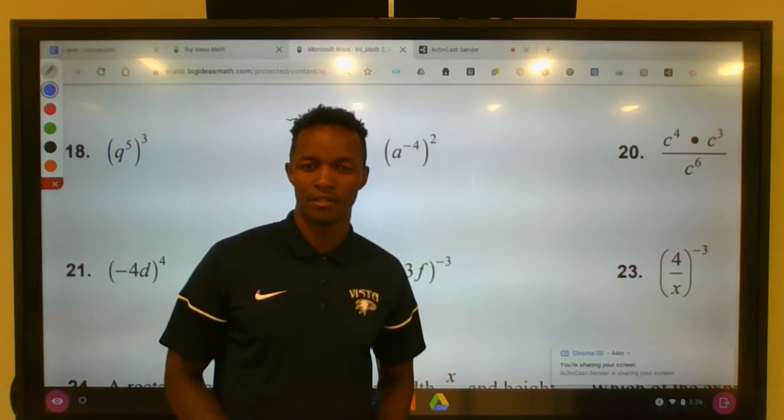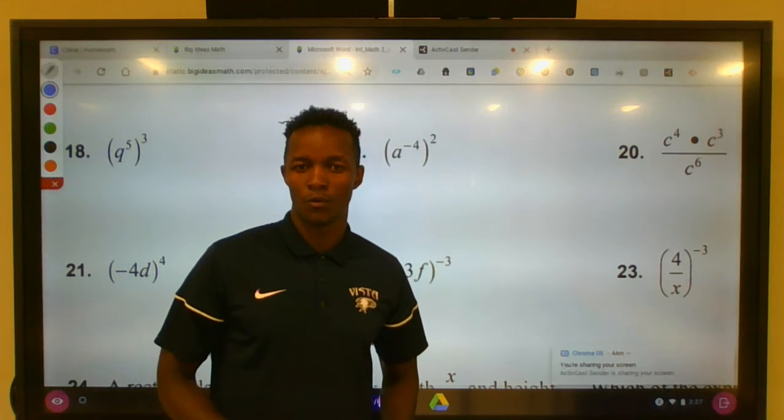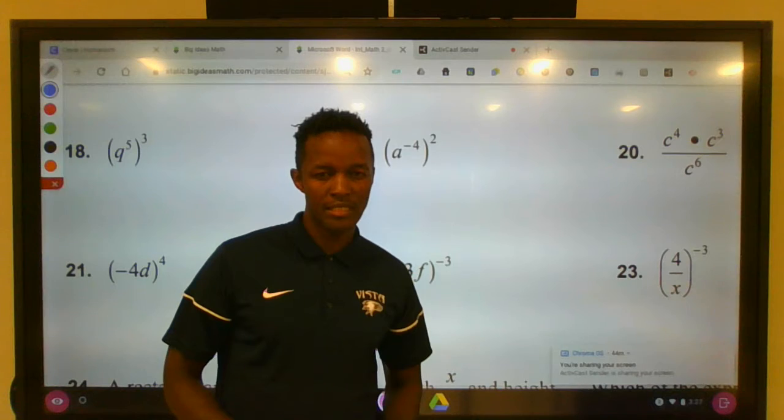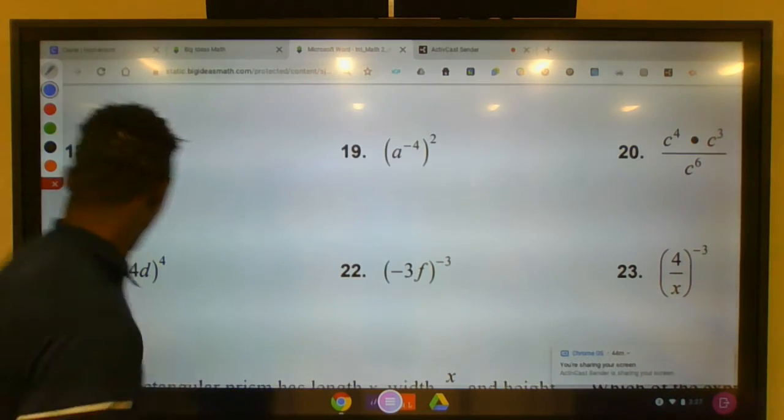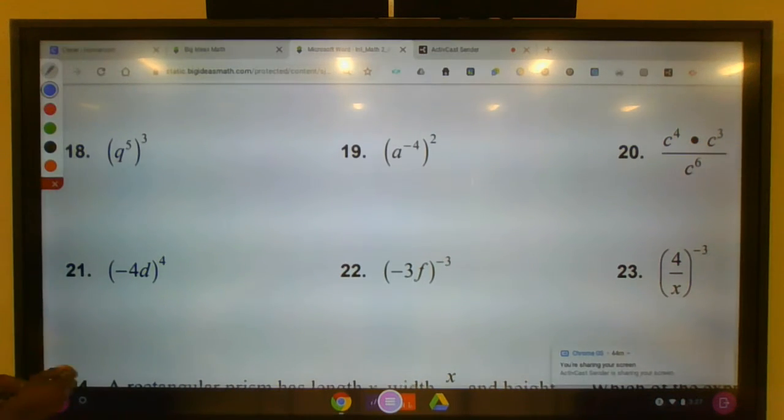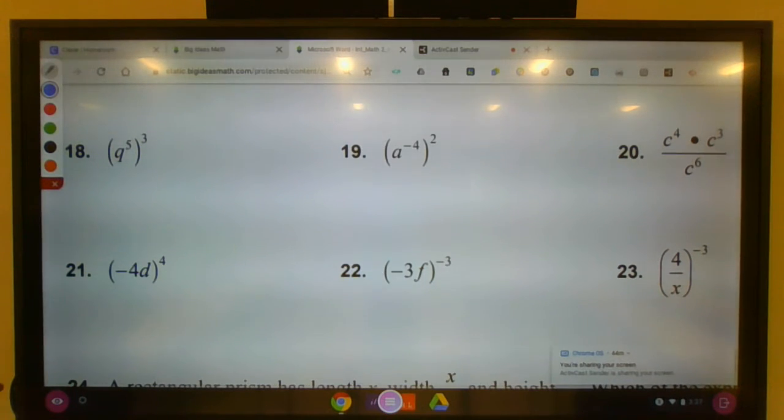Practice problems on student journal workbook on page 21. Okay, let's get started. All right, so we have a few other properties being utilized here, starting with number 18.